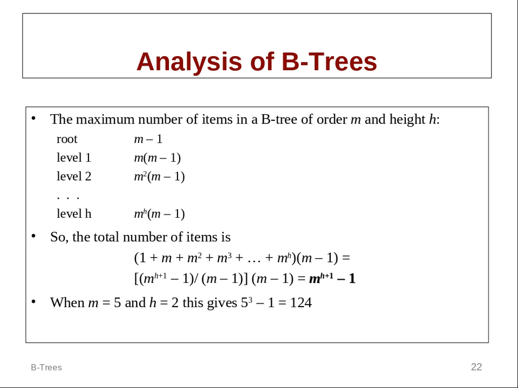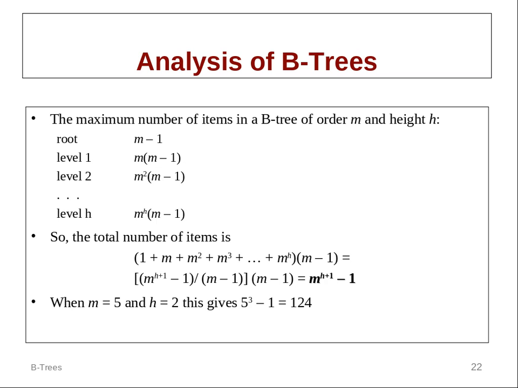All right. So the analysis of B tree. The maximum number of items in the B tree of order M and height H. So that means if you have an order M and you have this many levels, how many elements can they have? Well, looks like they mathed it out real quick. Well, where's the 1 coming from? I don't know where that 1 comes from.